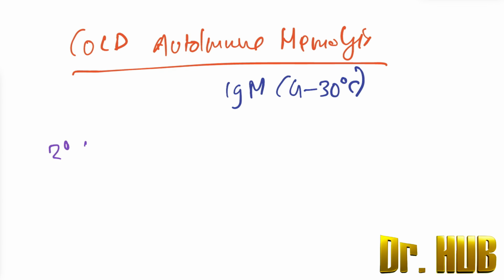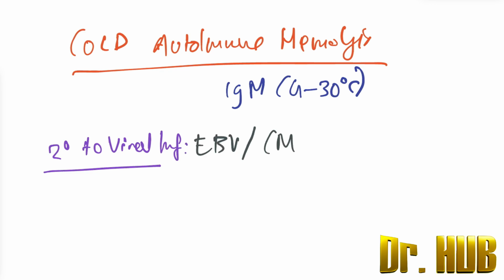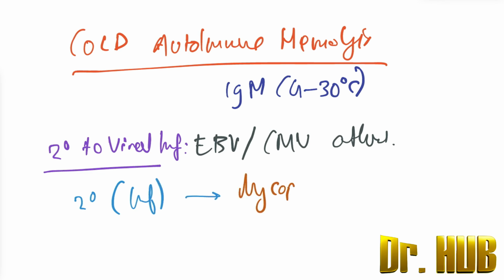So what are the secondary infections? Secondary to which viral infections? It includes EBV, CMV, as well as other viral infections. Now let's look at secondary to other infections, such as mycoplasma. So it's secondary to mycoplasma infection.